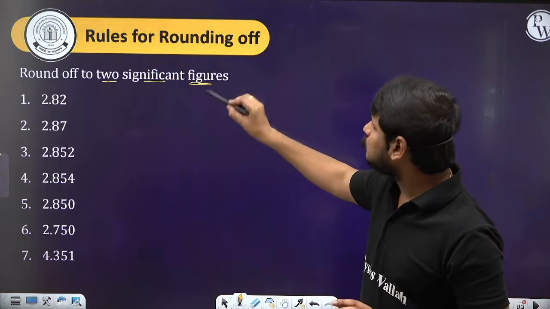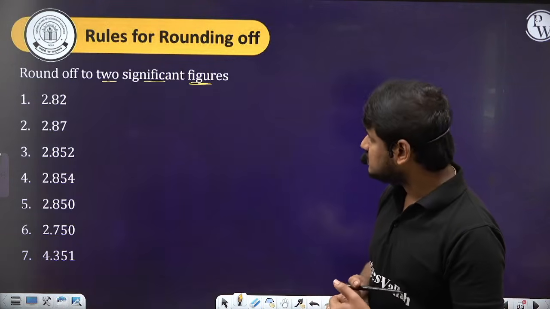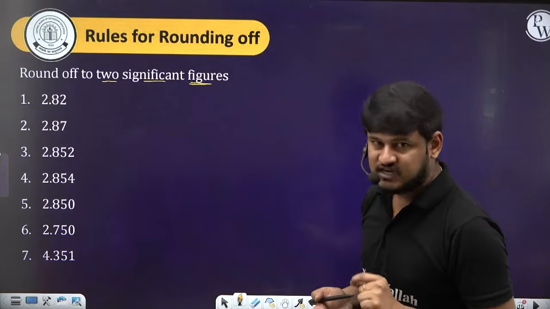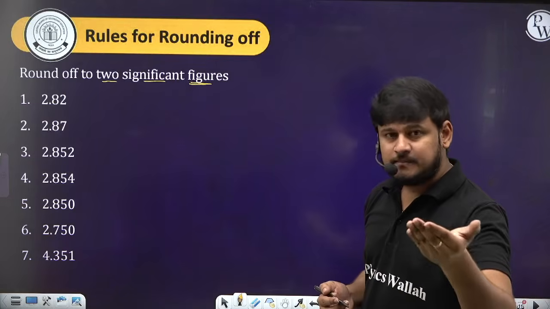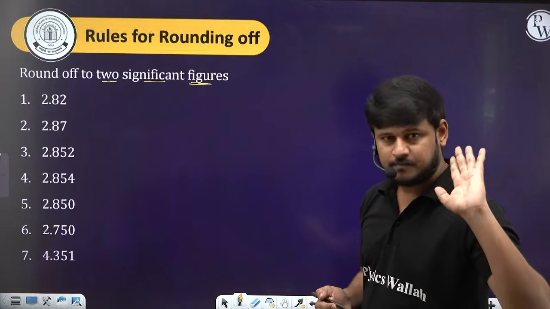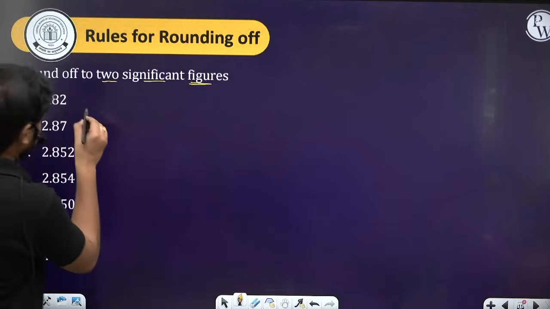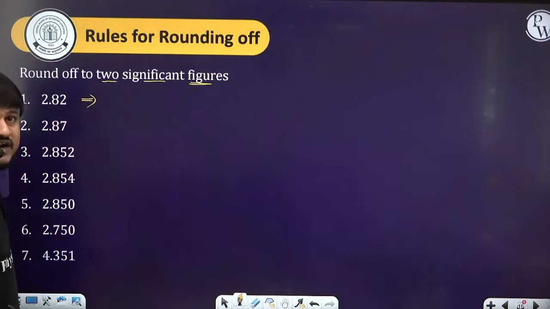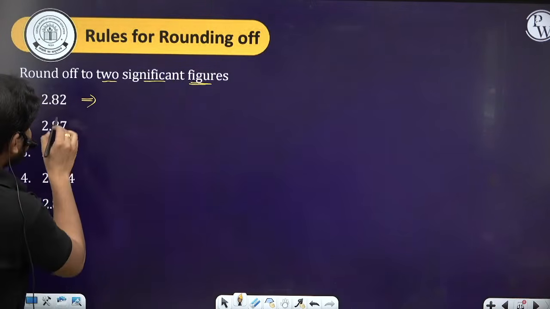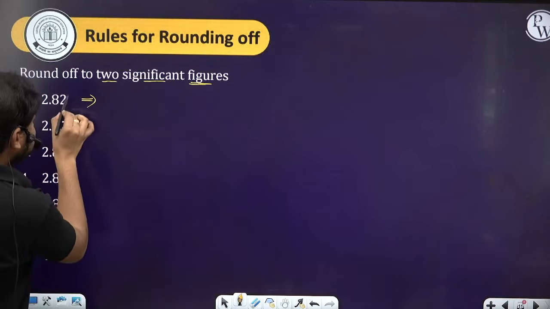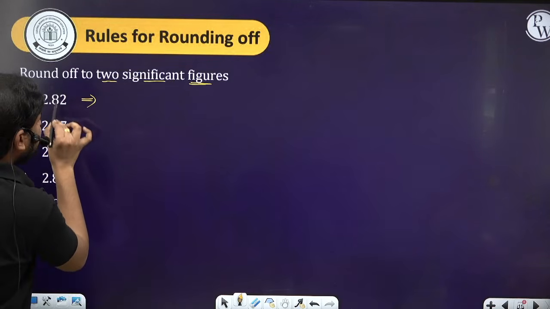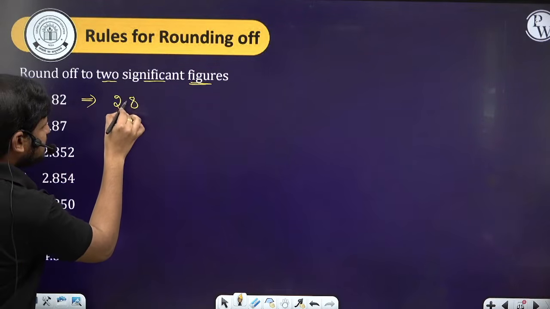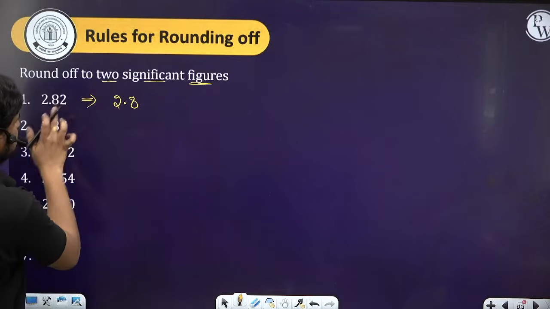If you have to round off to 2 significant figures, check the third significant digit. If it is greater than 5, increase the previous digit by 1. I'll explain by example. See here, 2.82. How many significant figures are there here? 3 significant figures. We have to round off to 2 only, so check the third significant figure. The third significant figure is less than 5, so let's keep the previous one as it is. So it's going to be 2.8 only.